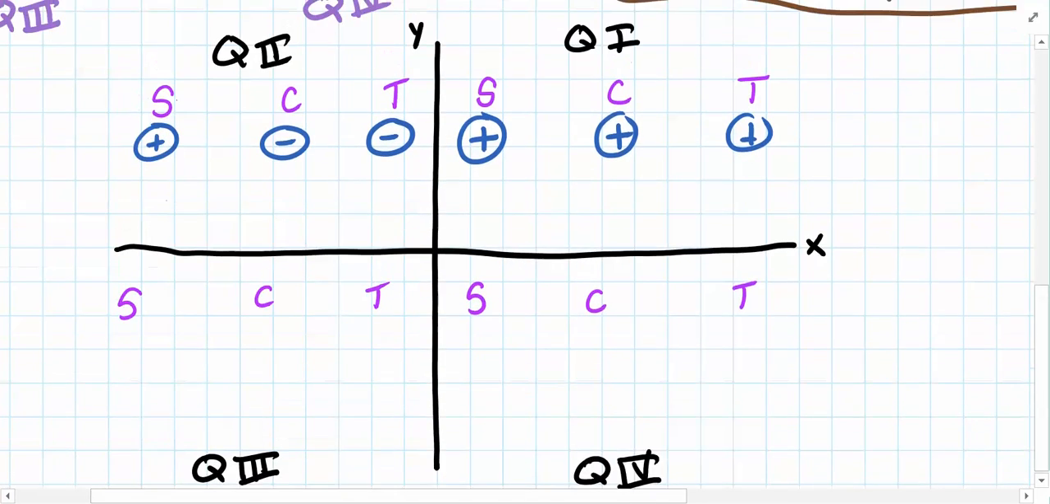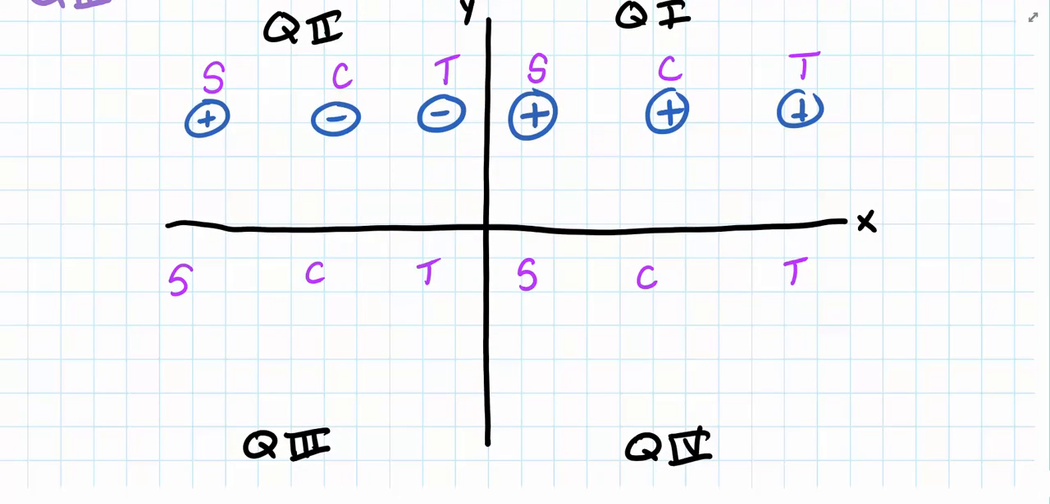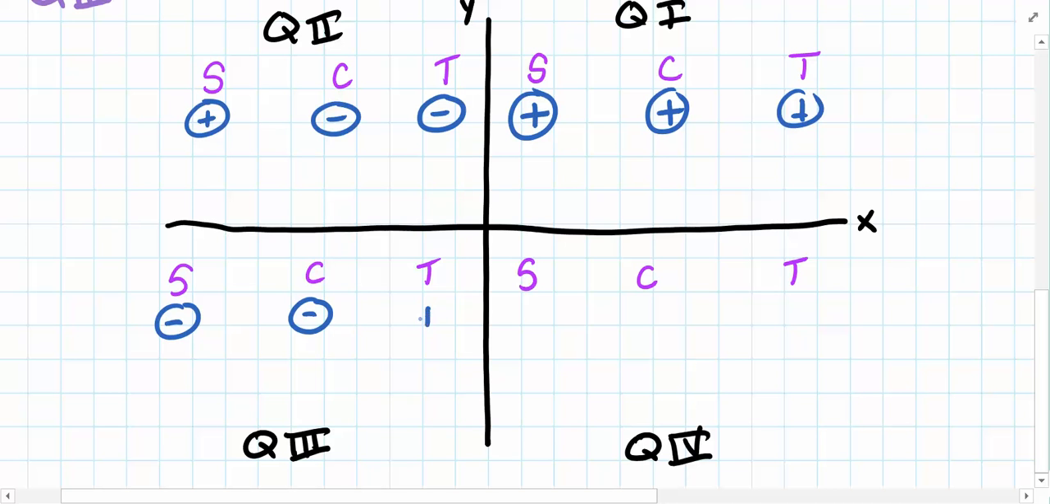Okay, let's go to quadrant number 3. Pick any point you want in quadrant 3. Both x and y will be negative, right? So sine will be negative, cosine will be negative, and what does that make the tangent? Positive, yeah. Think of any point in quadrant 3, like -5, -10. Now think of any point you want in quadrant 4. The x value will be positive, and the y value will be negative. So that makes the sine negative, cosine positive. What does that make tangent?